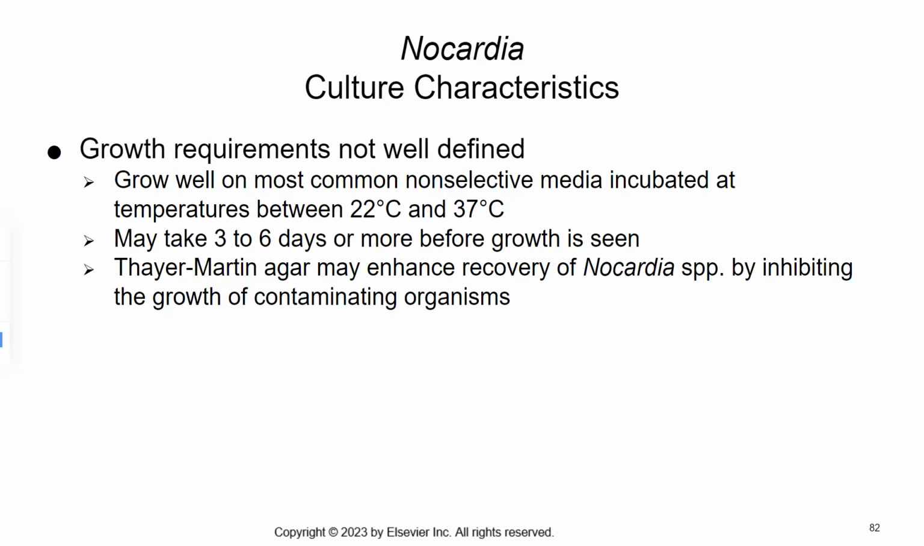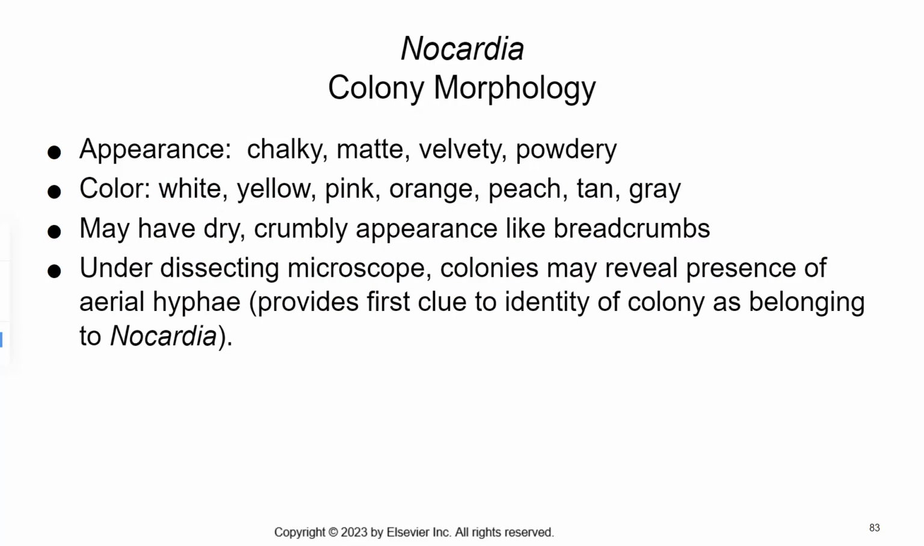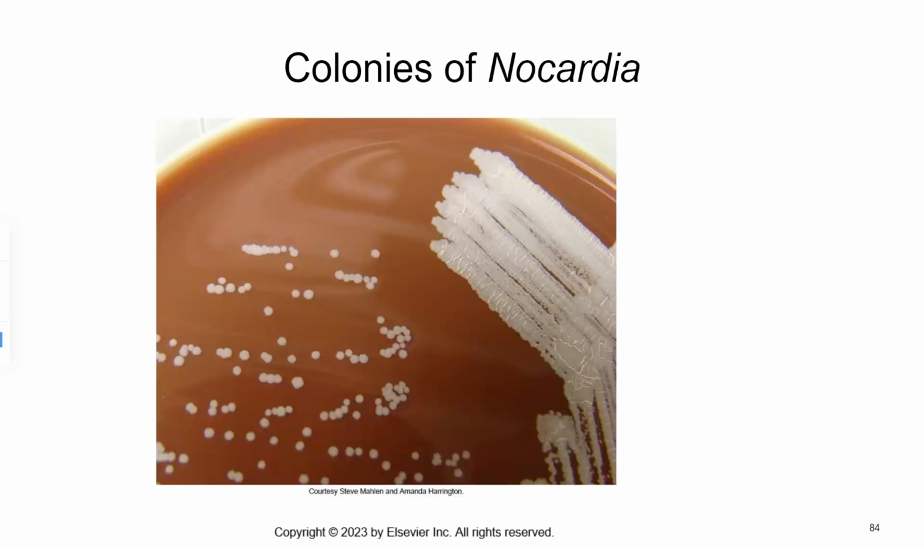Growth requirements are not well defined. It grows well on most common non-selective media incubated between 22 and 37 C. It may take 3 to 6 days or more before growth is seen. Thayer-Martin agar may enhance recovery of Nocardia species by inhibiting the growth of contaminating organisms. Colonies are chalky, matte, velvety, powdery, white, yellow, pink, orange, peach, tan, or gray, and may have a dry, crumbled appearance like breadcrumbs. Under a dissecting microscope, colonies may reveal the presence of aerial hyphae. So this is what it looks like on chocolate agar.